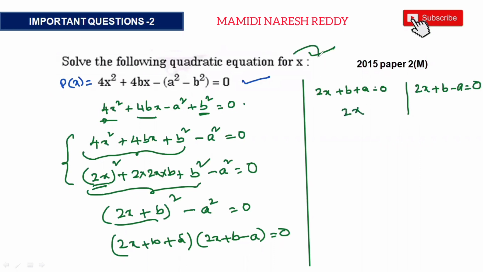Now, please, my dear friends, here 2x let it be here. Why? Because as there is a need of finding the x value, I'm writing the x term on the left side and sending all remaining terms to the other side. By sending b plus a, we get minus of (b plus a). And again, 2x means 2 I am sending to that side. So x is equal to minus of (b plus a) by 2.